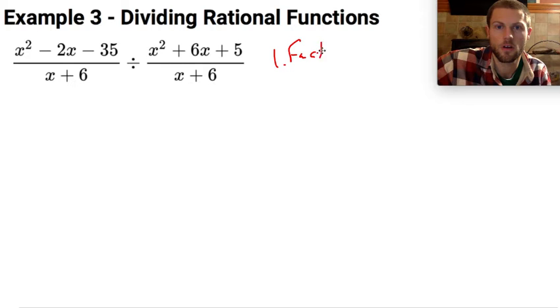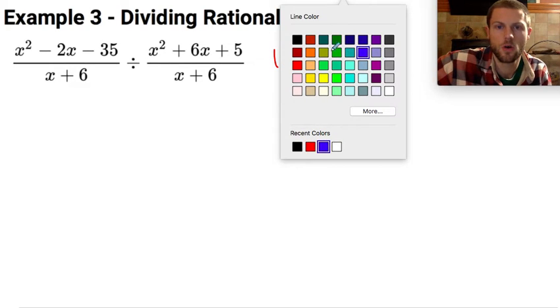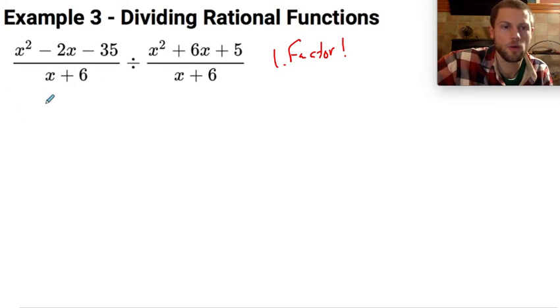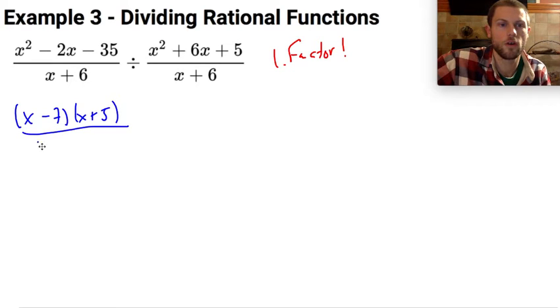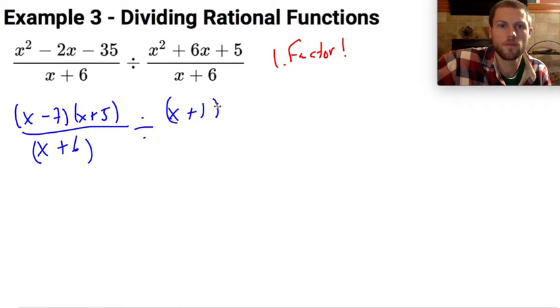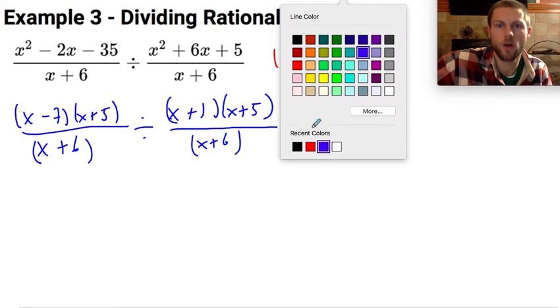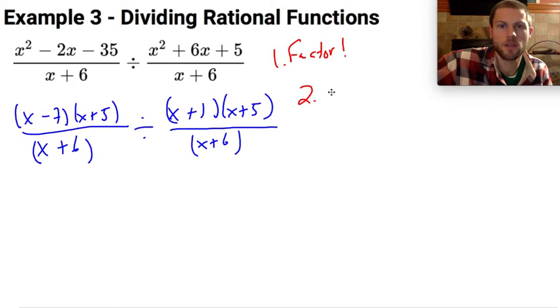So this first polynomial numerator is going to factor into x minus 7 times x plus 5, all over x plus 6. And that's going to be divided by x plus 1 times x plus 5, all over x plus 6. At this point it's factored, and we want to look for restrictions. Here we're going to have a first look at restrictions.